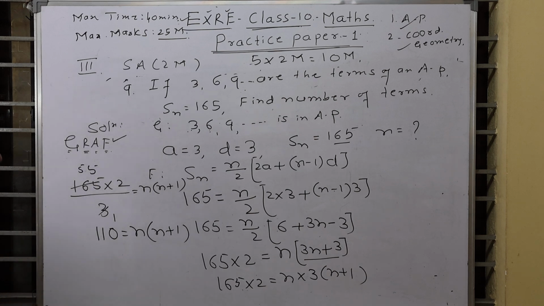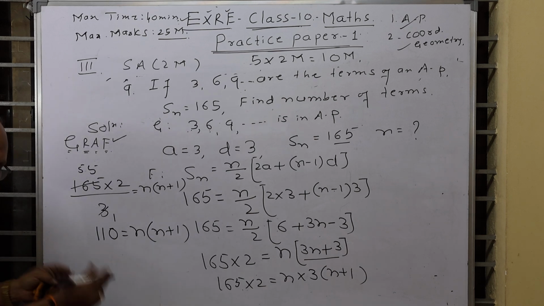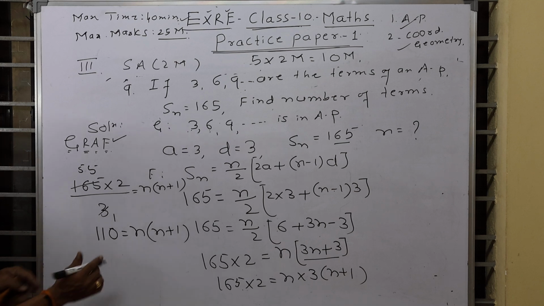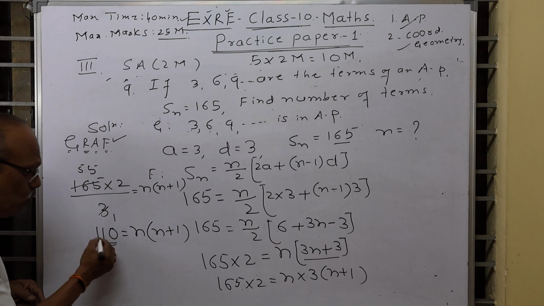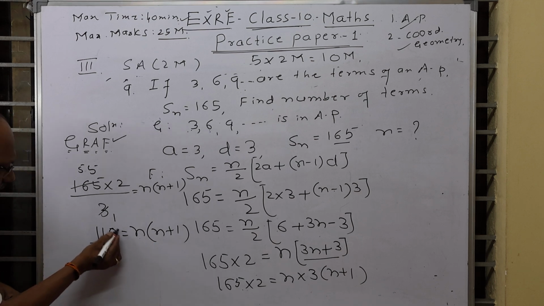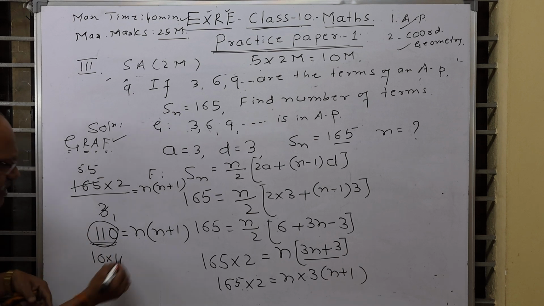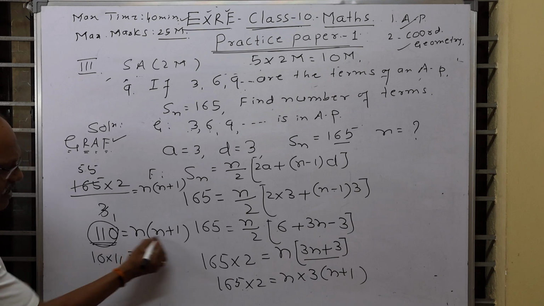See, it is a question for 2 marks. Many students expand this and try to use the quadratic equation. Don't go for it. You can simply split this 110 in such a way that n and n plus 1 are 2 consecutive numbers. Similarly, can you get the factors of 110 so that you get 2 consecutive numbers? Observe, 11 tens is 110. Can I write 10 into 11? Do you think 10 and 11 are consecutive terms?